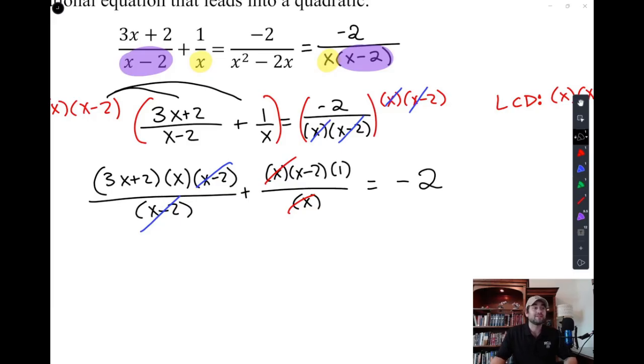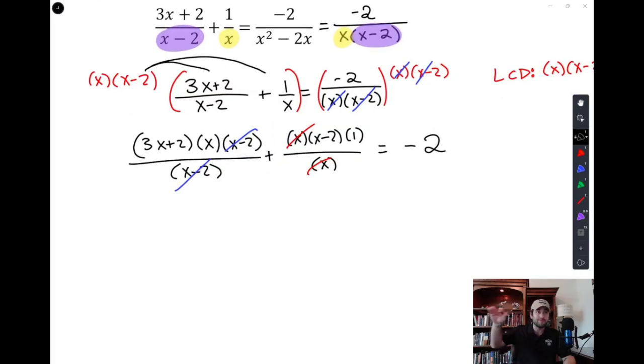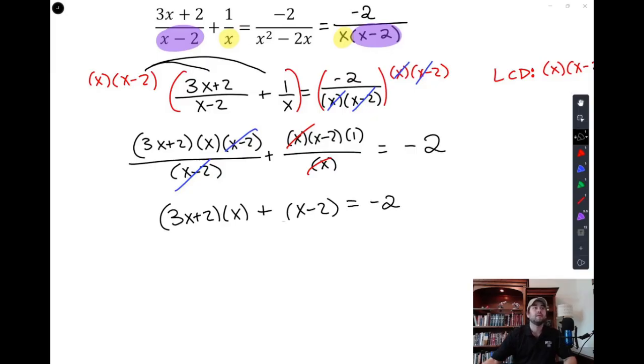And so we have an equation like the first day of class when we learned about equations that are one line, one variable, no fractions. We have 3x plus 2 times x plus, that 1 can kind of go away, plus x minus 2 equals negative 2. And we solve this the same way we solved our first day equations.